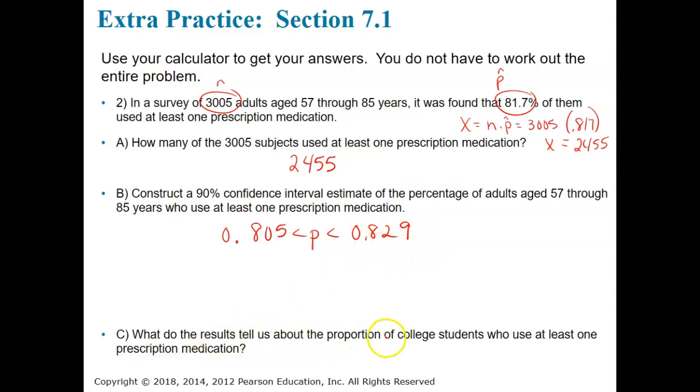What do the results tell us about the proportion of college students who use at least one prescription medication? Actually, on this one, it tells us nothing, because this is talking about people that are age 57 to 85, and we can't extrapolate results from one age group to another age group. That's not a valid technique to use with sampling and confidence intervals and so forth. So we want to make sure that we're not trying to transfer results from one age group to a different age group there.